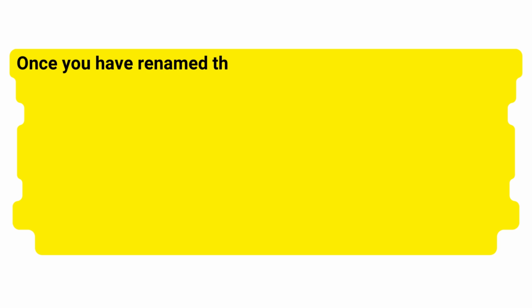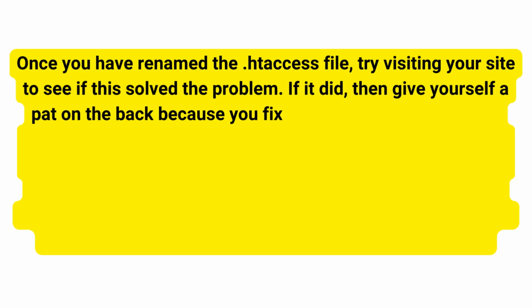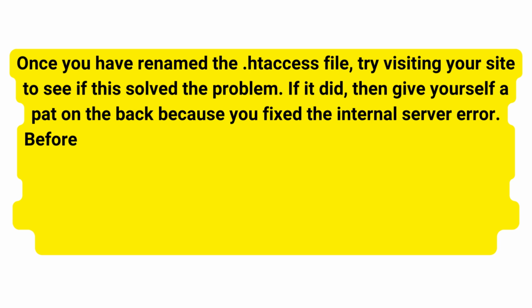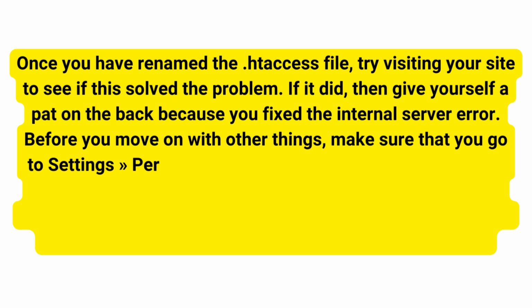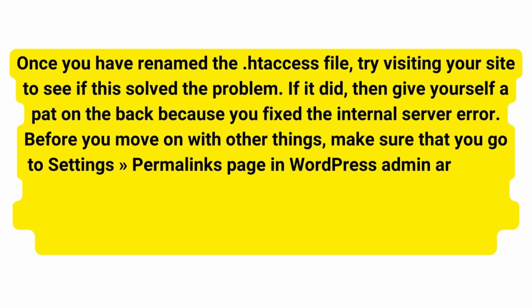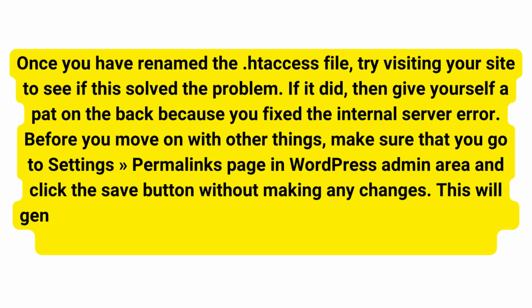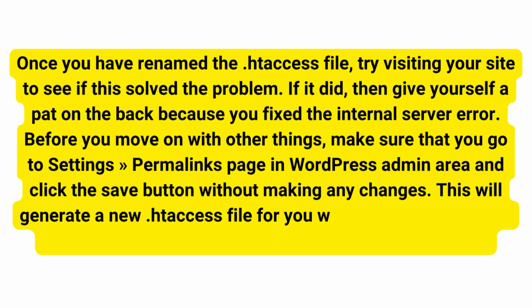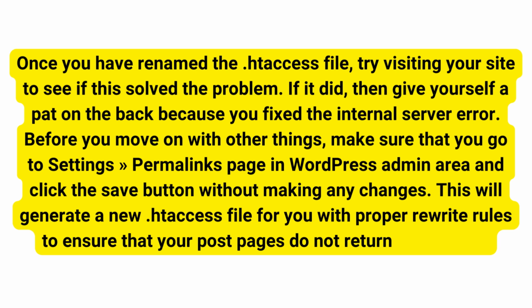Once you have renamed the .htaccess file, try visiting your site to see if this solved the problem. If it did, then give yourself a pat on the back because you fixed the internal server error. Before you move on with other things, make sure that you go to Settings, Permalinks page in WordPress admin area and click the Save button without making any changes. This will generate a new .htaccess file for you with proper rewrite rules to ensure that your post pages do not return a 404 error.